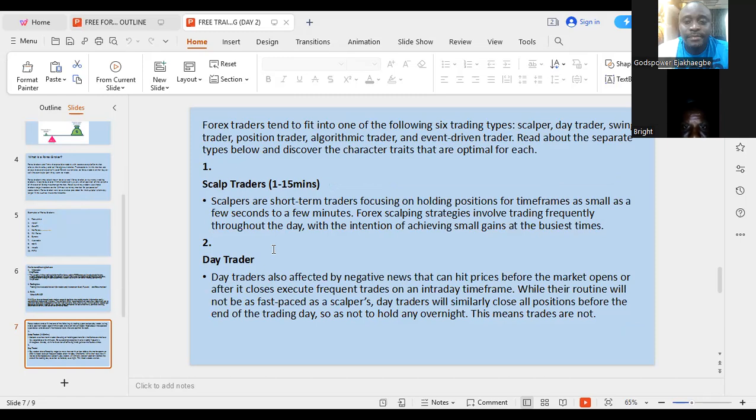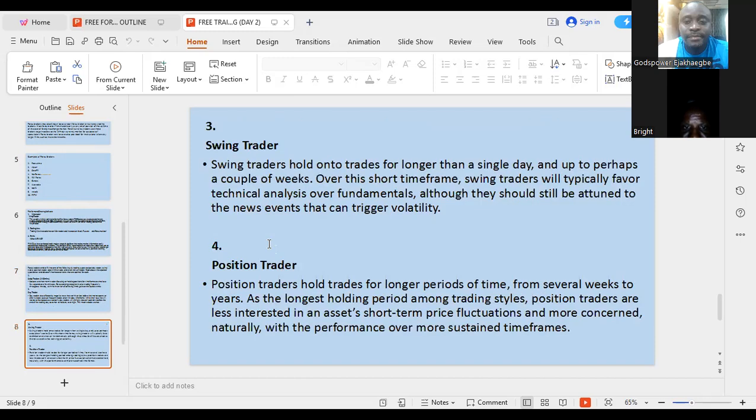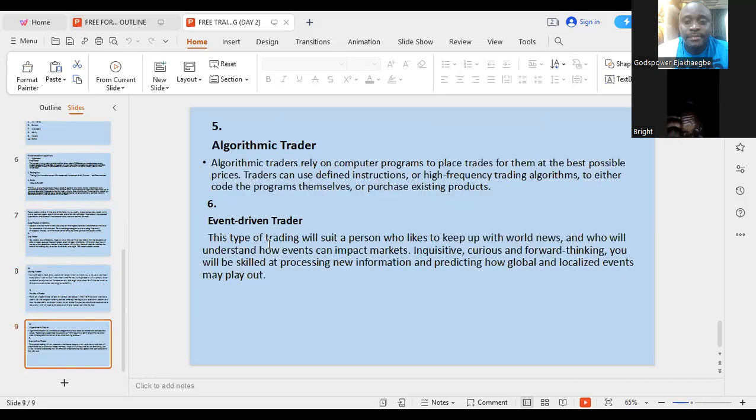Who am I? A scalper. When I see that I have a profit and that profit can satisfy me, I'll just end that trade and I'm off the market. As I'm talking to you, I'm in a trade. I'm trading right now. So forex traders are not lazy people, because to make money is not easy. So you must put in all your attention. And listen, as a trader, you should understand where you lie. Whether you're a scalp trader, a day trader, a swing trader, a position trader, an algorithmic trader or an event driven trader.